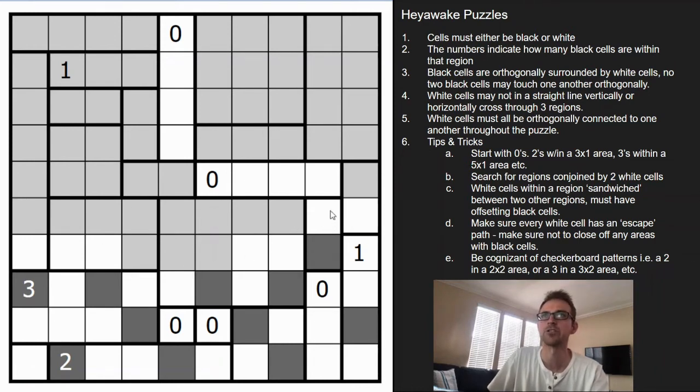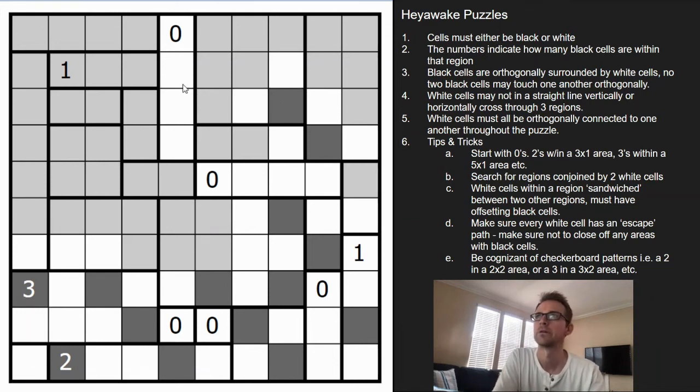Here we have 2 regions conjoined. Can't have this 3rd region join the party, so that's got to be a black cell. Again here, 2 regions connected, so we make this 3rd region disconnect. Same thing here, we have 2 regions, so that's going to be a black cell.